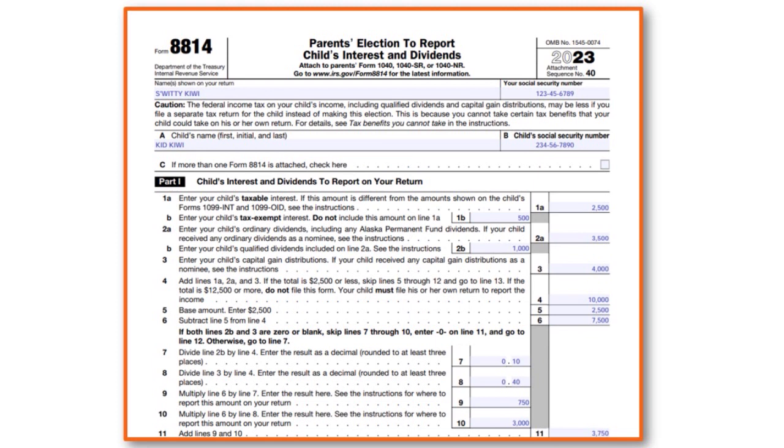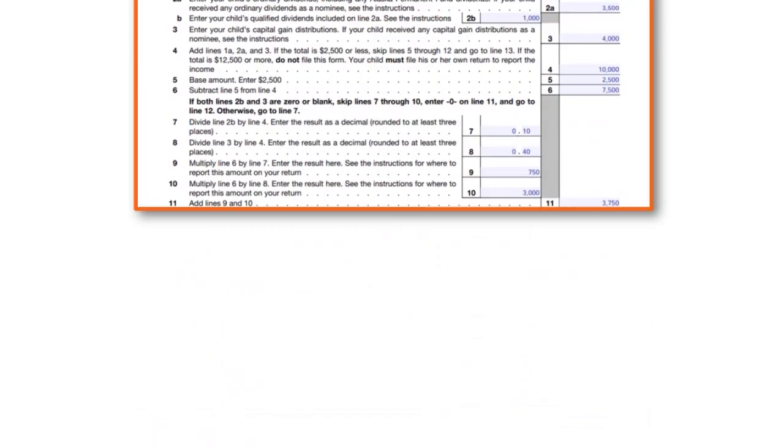When you divide line 3 by line 4, you have 0.40. When you multiply the two, you have 750. When you follow the instructions on line 10, you get 3,000. And for line 11, you have $3,750.